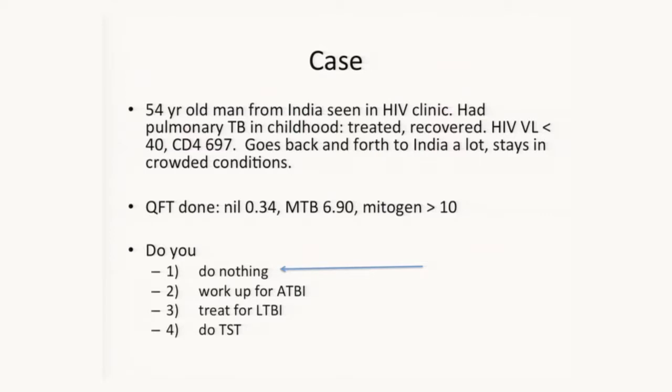Another situation here, somebody who's had treated TB. So here's a man from India. He's been seen in the HIV clinic. He had pulmonary TB in childhood. He was treated. He got better. Now he's got HIV under good control. His numbers look good. He does travel back and forth to India a lot and so forth. And you do a quantiferon on him, and you get these results, which are positive. The MTB minus the nil is high. But what are you going to do about this?